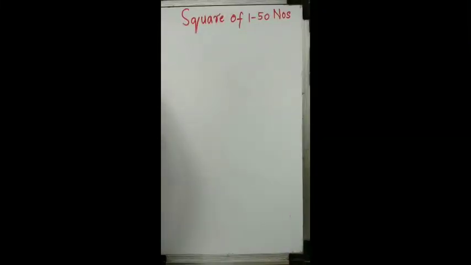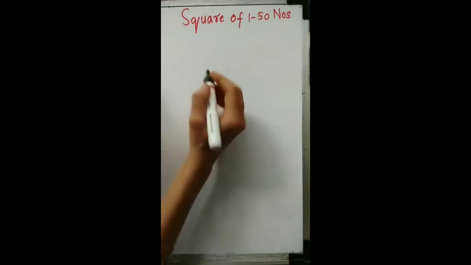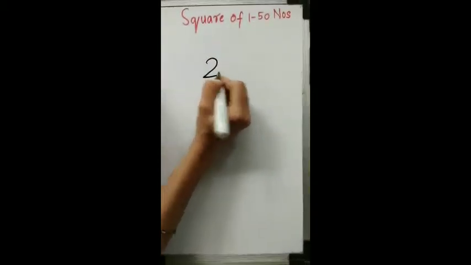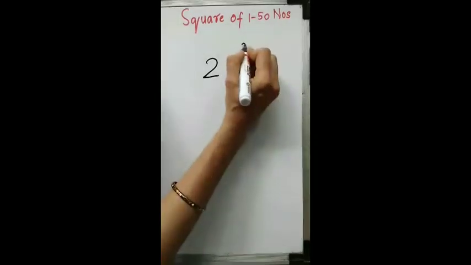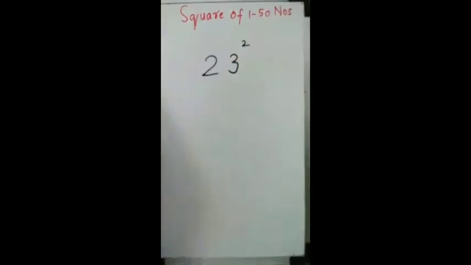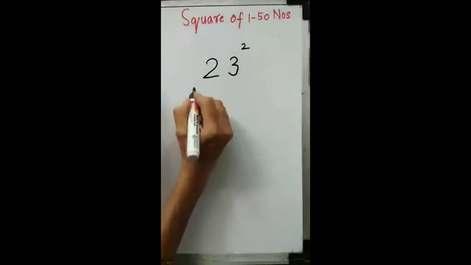Hello children, today we are back with one more trick, a trick to find the square of a number. Square of number between 1 to 50. So, we'll take any number, for example 23. Suppose if I have to find the square of this number 23. What am I going to do first, children?